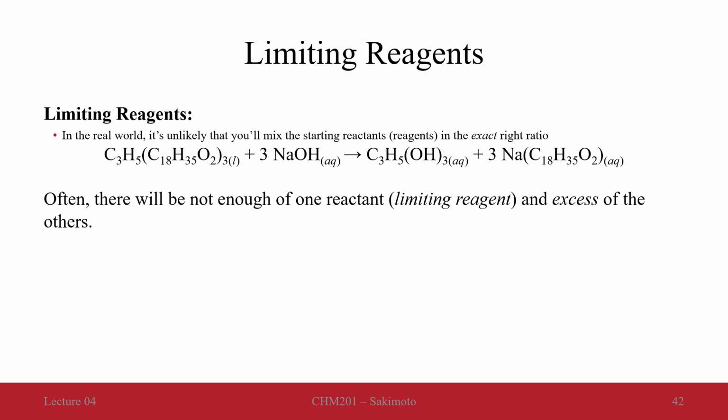In most instances, we're going to mix one that's going to be slightly more than we need, the other slightly less than we need. The one that we have not enough of, slightly less than the ratio would predict, we call the limiting reagent. It's the one that will be used up completely in this reaction, will run out first. The other reactants, anything that's not the limiting reagent, we are going to consider to be in excess. We will have leftover amounts of this reactant.